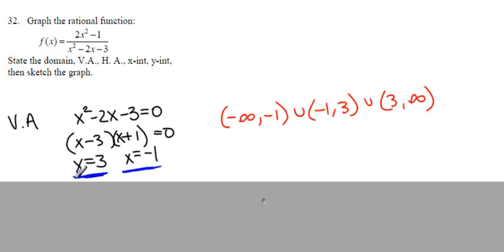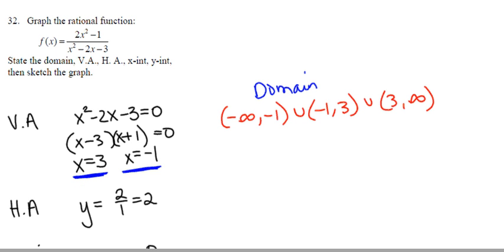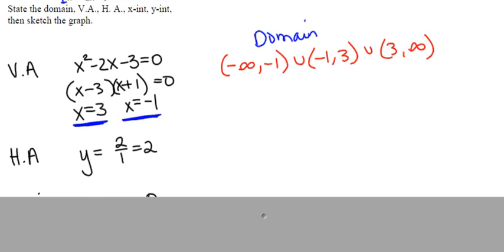You'd want to write those as equations of lines. That would also determine that the domain would be all the real numbers except for those two x values. So my domain would be negative infinity to negative 1, negative 1 to 3, and 3 to infinity. To find the horizontal asymptote, we compare the degree of the numerator with the degree of the denominator. Since they're the same, we'll use the leading coefficients of those two terms, which would be y equals 2 over 1 or y equals 2.